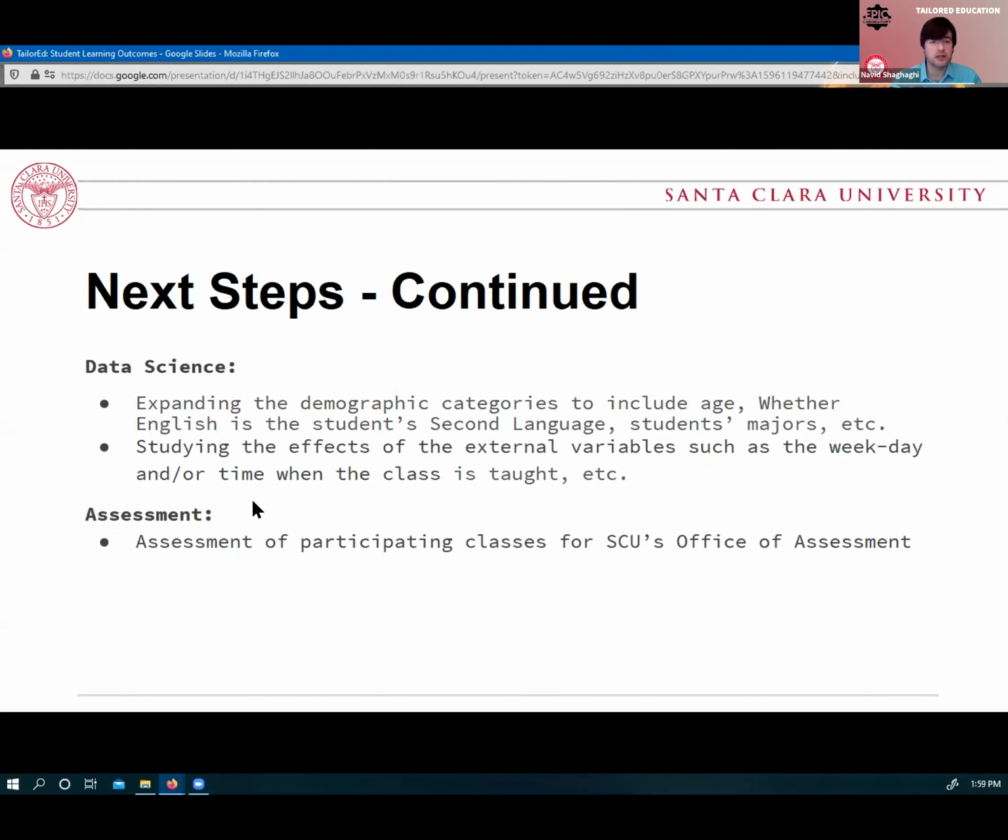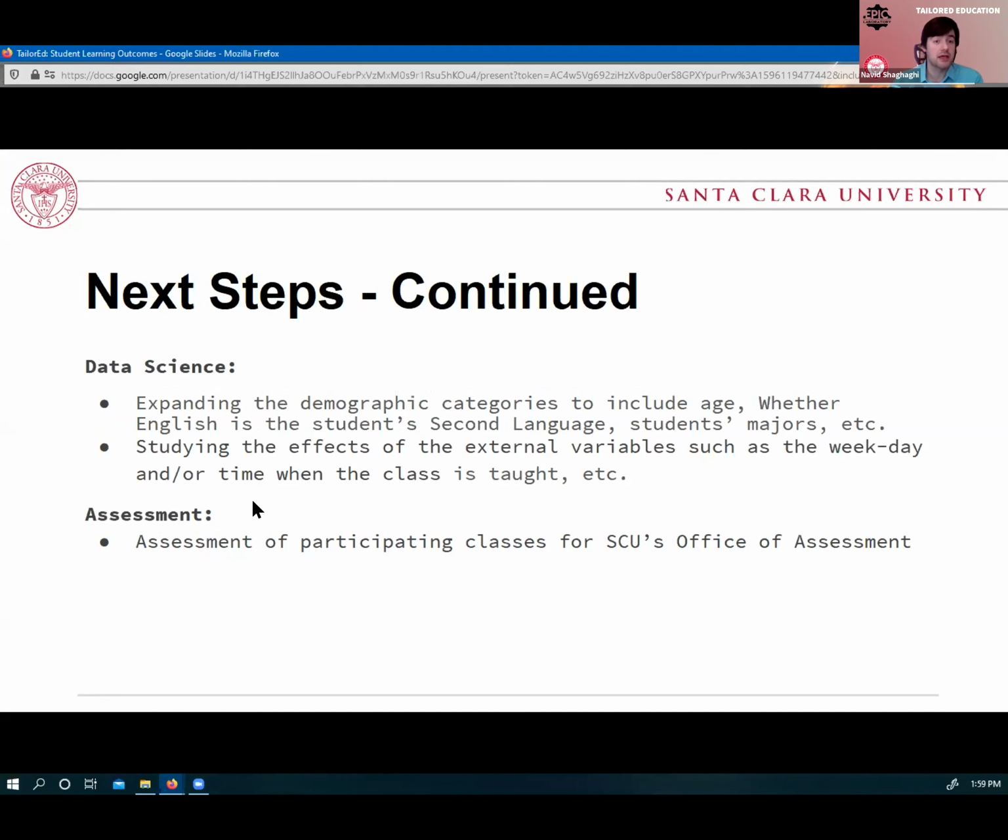Then we're going to, on the data science aspect, figure out how to incorporate more categories other than just the sex, the first generation, and the race data that we had right now. So for instance, we'd look at if English is a second language or other important categories. And then we would look at external variables.